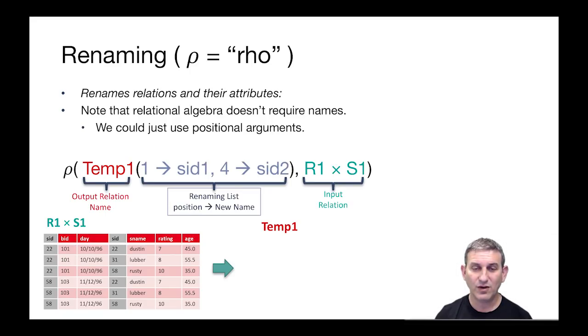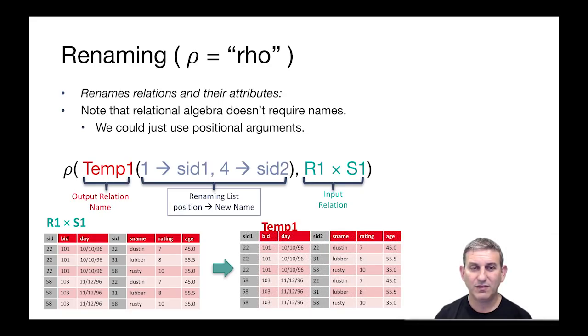So here's how the renaming operator works. It's a little rho, and it takes two arguments. Its second argument is the input expression or input relation. So in this case, that's R1 cross S1. And its first argument is a schema change definition. It tells you what the name of the output relation should be, in this case temp1, and it gives you a list of name changes for each of the positions in the output. So here it's saying column 1, I want to call that SID1. And column 4, let's call that SID2. And the output, therefore, is a table called temp1, where the first column is SID1 and the fourth column is SID2, and the remaining columns are exactly as they were in the input.